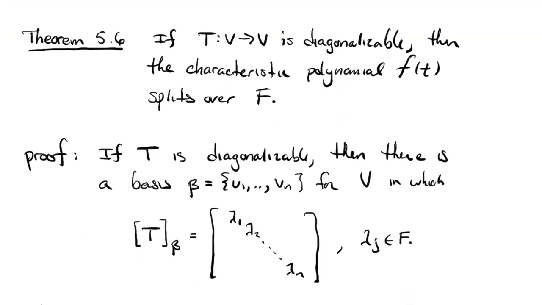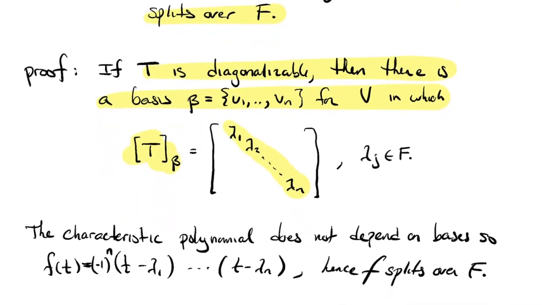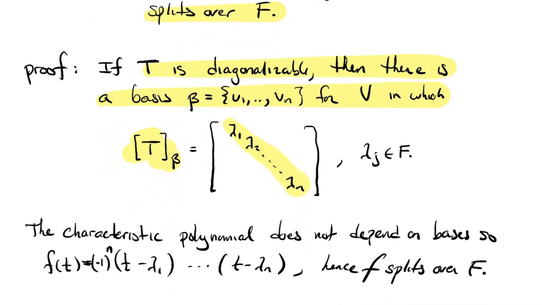Okay, so the next result, theorem 5.6: if you take a diagonalizable operator T, then its characteristic polynomial f of t will split. So if you're diagonalizable, your characteristic polynomial splits over F. How are we going to prove that? Well, if T is diagonalizable, then there's a basis of eigenvectors. If there's a basis of eigenvectors, say v1 to vn, the matrix for T in that basis is diagonal. The diagonal entries are the eigenvalues.